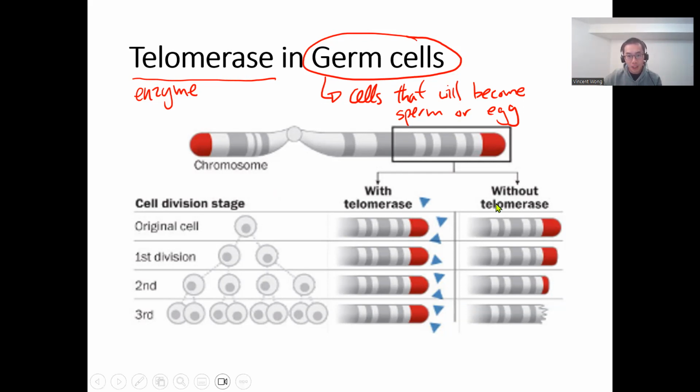So without the telomerase, it gets shorter and shorter and shorter, and eventually you're not allowed to divide anymore. But with telomerase, it stays long, and the cell can reset itself and start a new beginning, if you would. Okay.